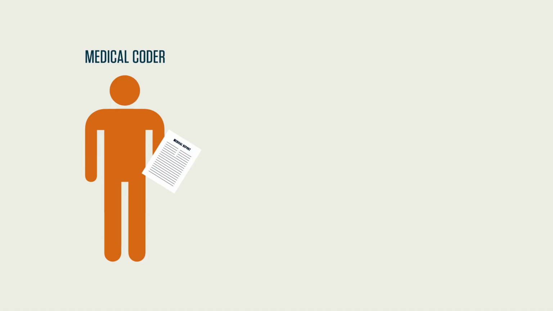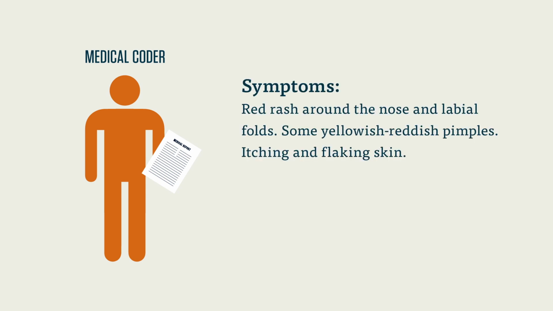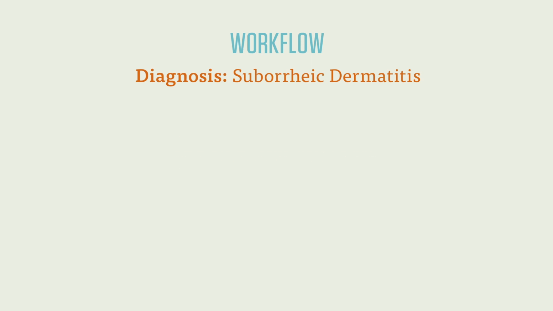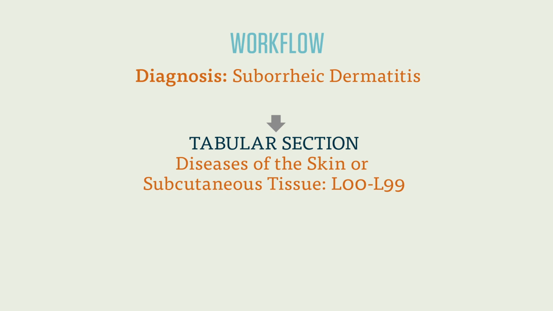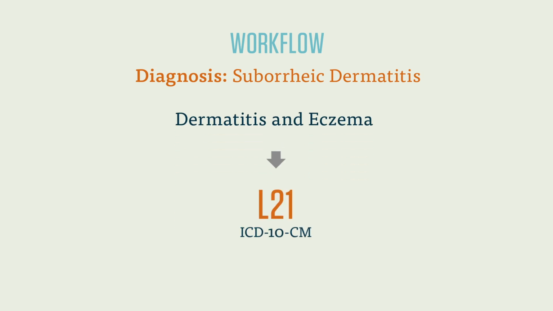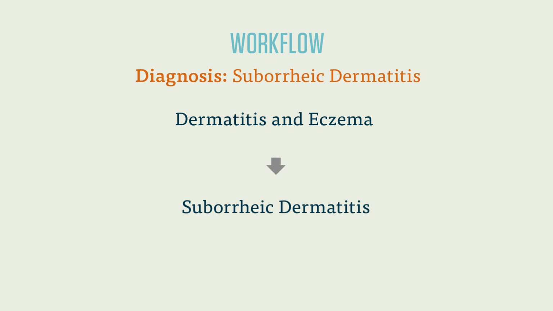In order to code this relatively straightforward visit, the coder would first abstract the information in the doctor's report. The patient shows one very specific symptom, a rash on the face, and the doctor is able to make a positive diagnosis, seborrheic dermatitis. The coder could look this up in the alphabetic index or turn to the section in the tabular index for diseases of the skin or subcutaneous tissue, L00 to L99. From there, the coder would look for dermatitis and eczema and find L21, seborrheic dermatitis.